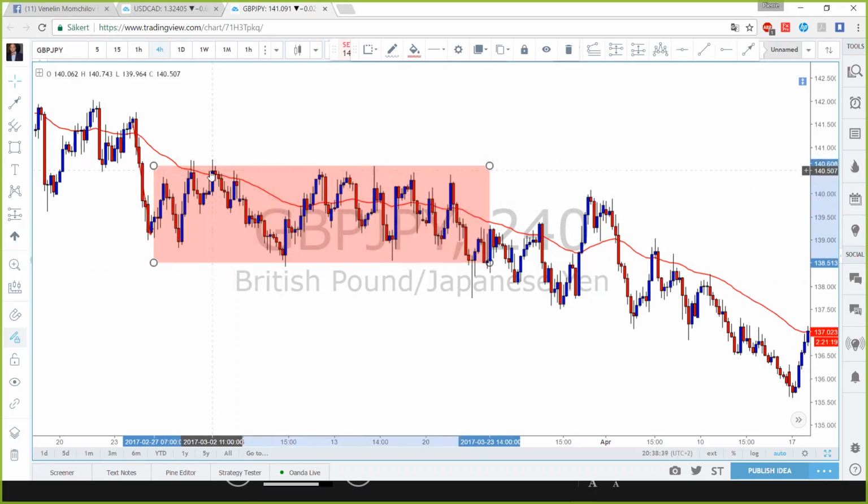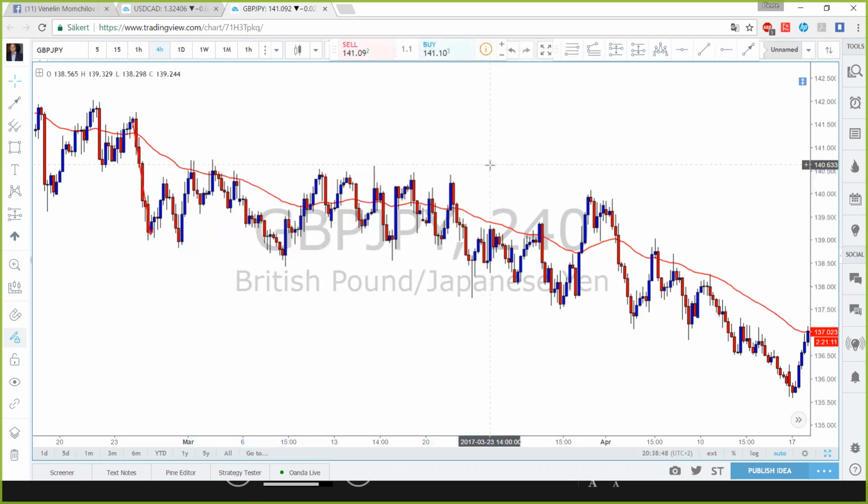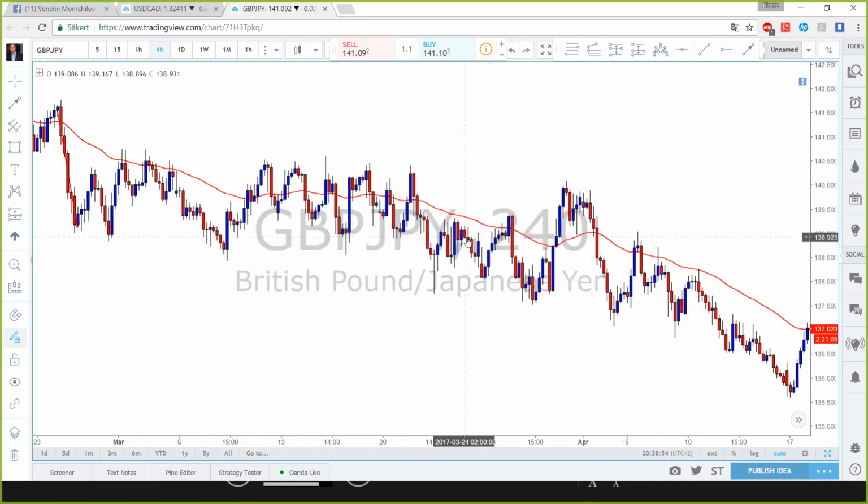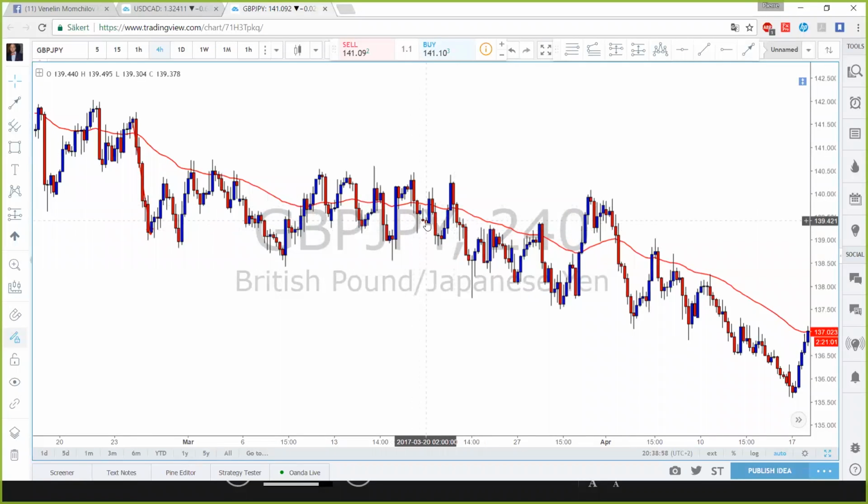This here, the trend line was respected. You see here, in a ranging market a trend line like this one is useless for you, because the price is not respecting the trend line, and you can't count on using that as your dynamic support and resistance, yeah?